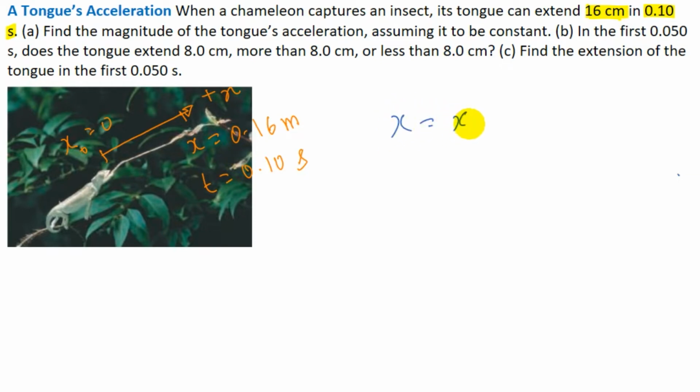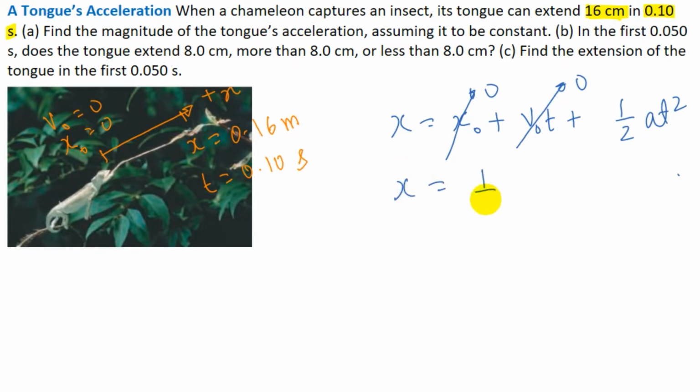x is equal to x0 plus v0 t plus half a t square. Now x0 we have 0, so this term would be 0. Now the initial velocity v0 is also 0 at the initial position, so this term would also be 0. So we are left with x is equal to 1 over 2 a t square, and from here, rearranging the terms, we can write that acceleration is equal to 2x divided by t square.